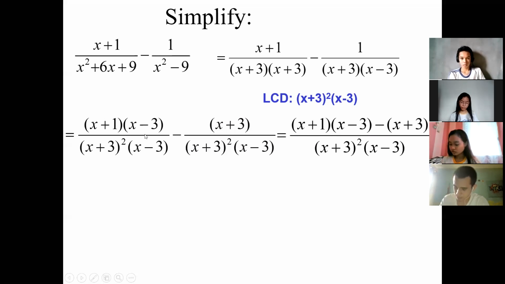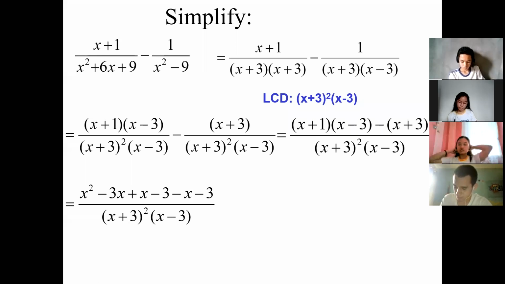But of course, the operation that you need to perform first is multiplication of x plus 1 and x minus 3. After that, you subtract the whole value of x plus 3. See, this is subtraction. So place the binomial x plus 3 inside the parentheses. And then multiply x plus 1 and x minus 3, you'll get x squared minus 3x plus x minus 3. So this is what we are going to do here, class.